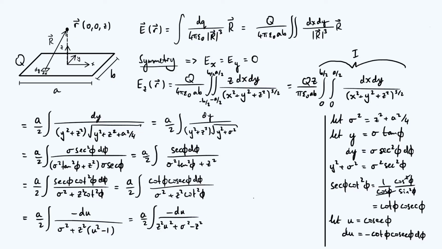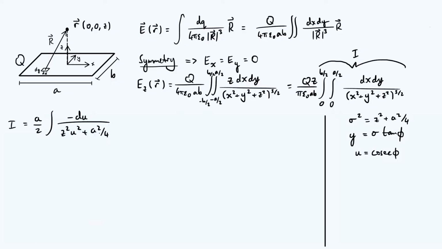But then we can go back to the definition of sigma squared, right? That so-called thing up there, which is z squared plus a squared over 4. And therefore sigma squared minus z squared is the same as just a squared over 4 by definition of sigma. So this is now a over 2 integral minus du over z squared u squared plus a squared over 4. It's looking simpler and simpler. Okay, I've just had to clear a bit of space so that we can continue our working. But let's get on with this simplification.